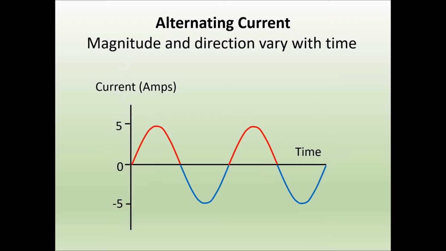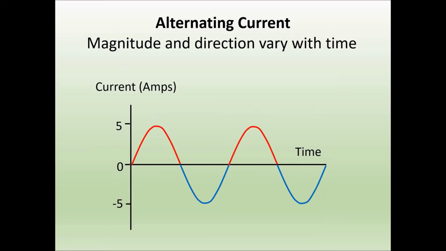Now, it doesn't have to be, as I've shown here, a sinusoid. It could be a triangle, square, anything that periodically reverses direction is an alternating current. But we will be, I think, more or less exclusively, until the end of the talk, dealing with sinusoidal quantities.